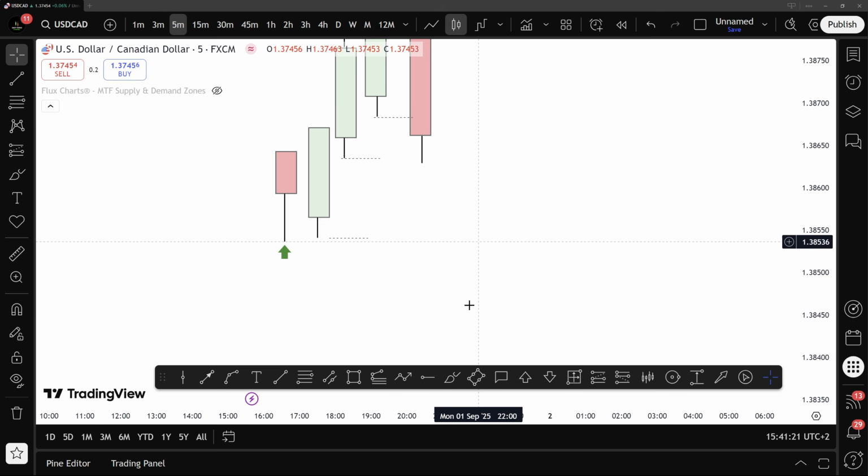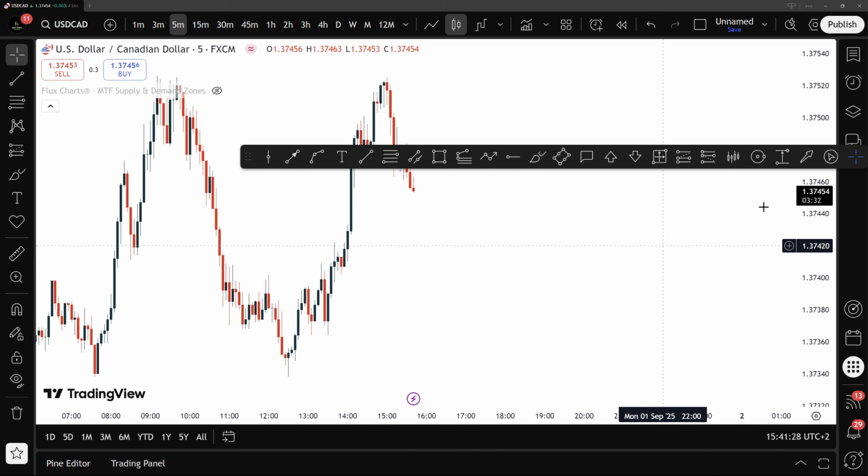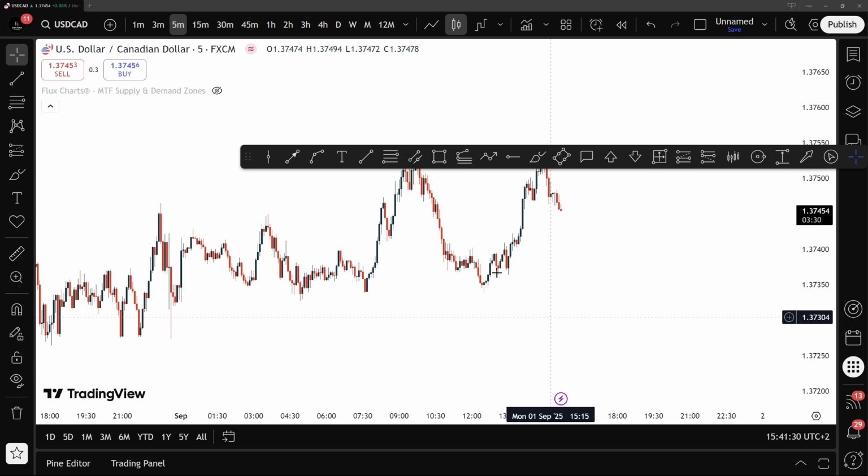So if we look closely on a chart here, let's look. Here we have the USD CAD on the 5 minutes.